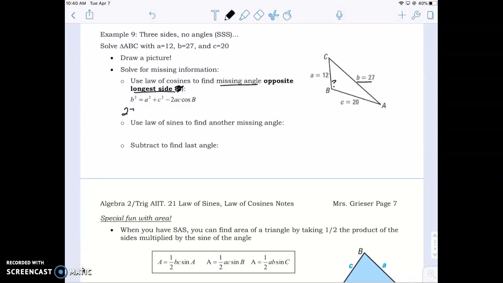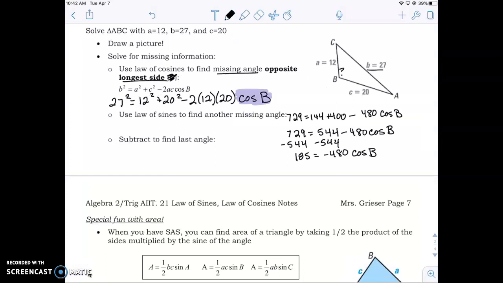27 squared equals 12 squared plus 20 squared minus 2 times 12 times 20 times cosine B. Here's what I want you to do. I want you to put all of this into the calculator except for cosine B. Okay, so pause the video and come back in a second with some simplified values.